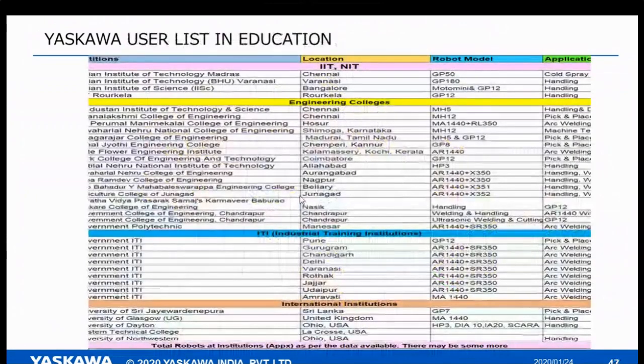And these are the colleges where we have already supplied robots in India, ITIs and all. Internationally also, like Sri Lanka, we supplied Jayawardenepura Engineering College, and in the UK we supplied Glasgow, and Dayton, USA. A lot of international university colleges we supplied. We established a research and collaboration center. In India, we connect those universities with our Indian engineering colleges and universities.